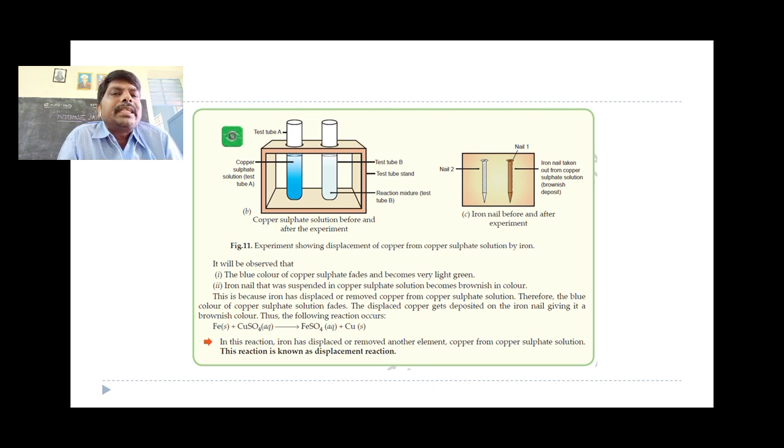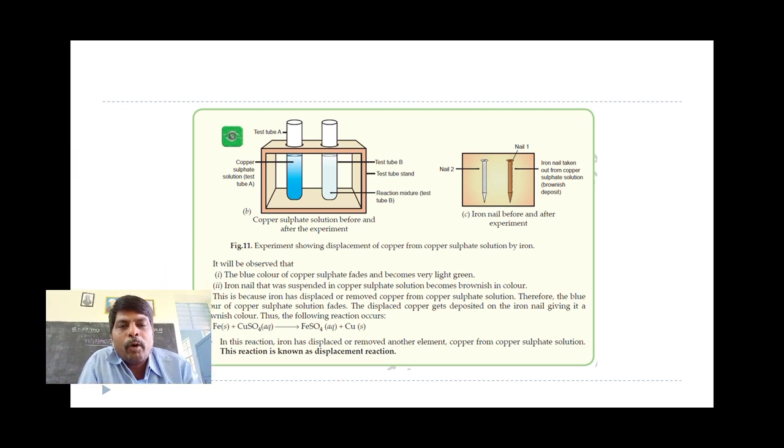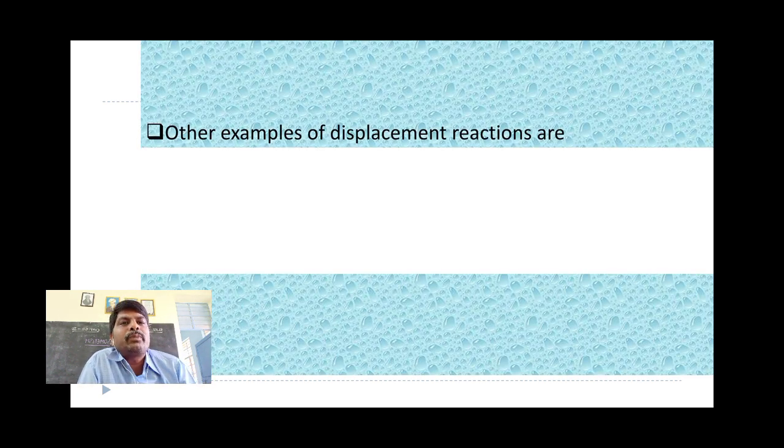In this reaction, iron displaced or removed another element, copper, from copper sulfate solution. This reaction is known as displacement reaction. You can see more reactive metal displaces less reactive metal. In this activity, iron is more reactive than copper, so that's why displacement is possible.